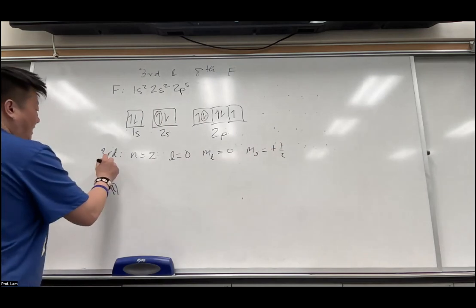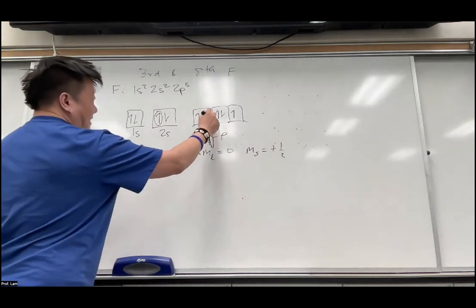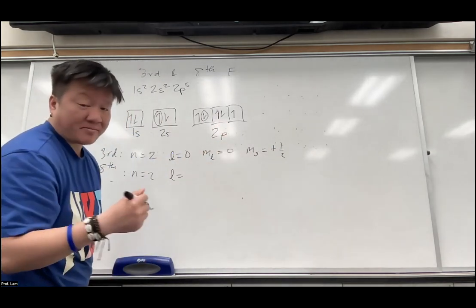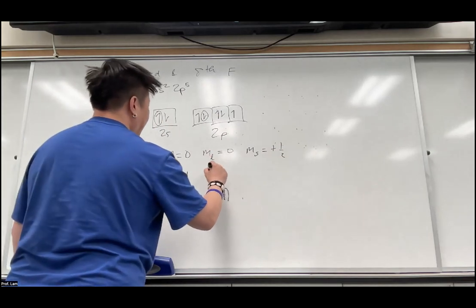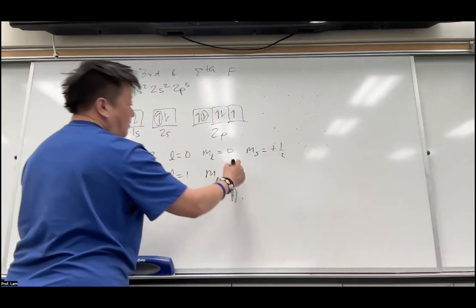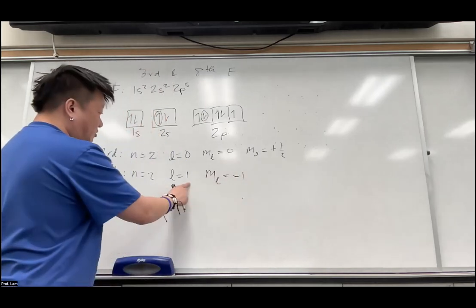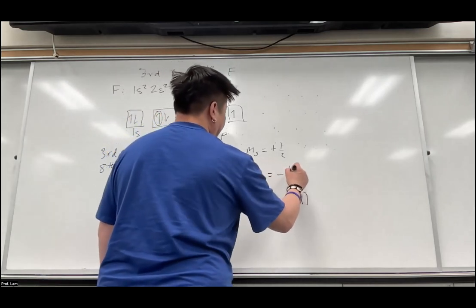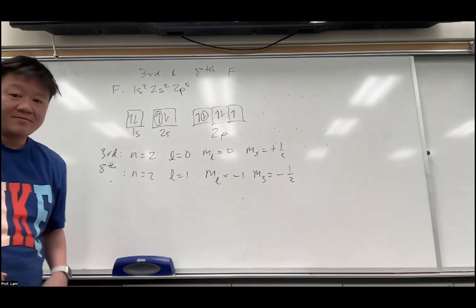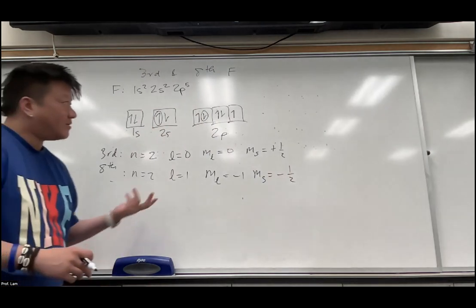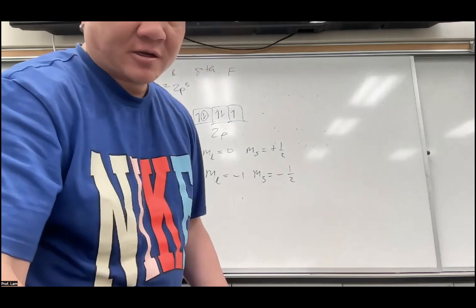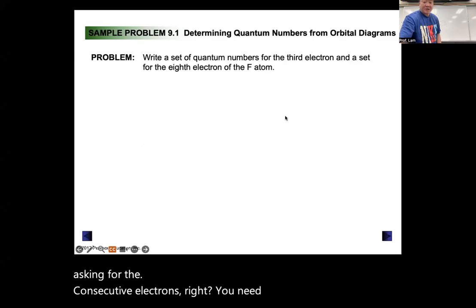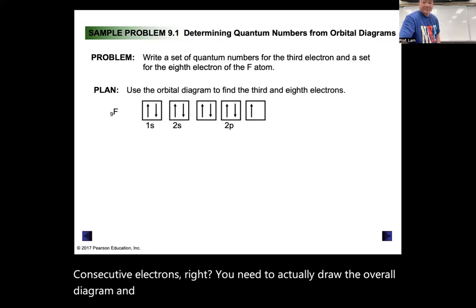Okay. For the 8th electron, N is equal to 2. L is equal to P, which is 1, right? Remember SPDF? L is 1. And then ML, since it's in the leftmost box, I'll call it -1, right? Because L is equal to 1, ML can be -1, 0, and +1. And then MS is -1/2 because it's pointing down. Okay. Right, so that's how you do this type of problem when they're asking for consecutive electrons. You need to actually draw the orbital diagram and count along, right?